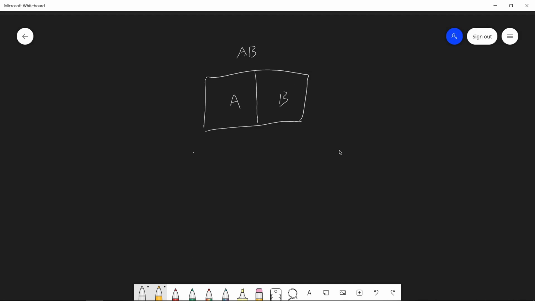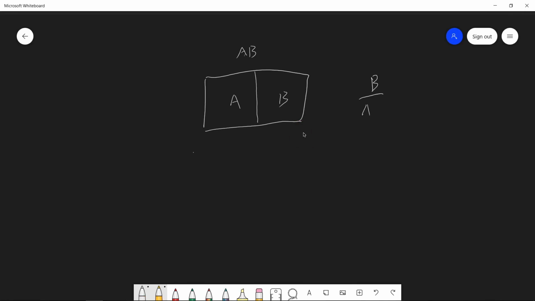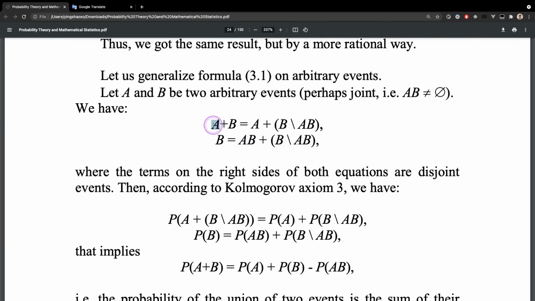Alright, now you understand the meaning of AB, where it's just the whole area of A and B. Then what is B divided by AB? Well, B divided by AB in probability theory is just equal to B itself. So that's why A plus B equals this.